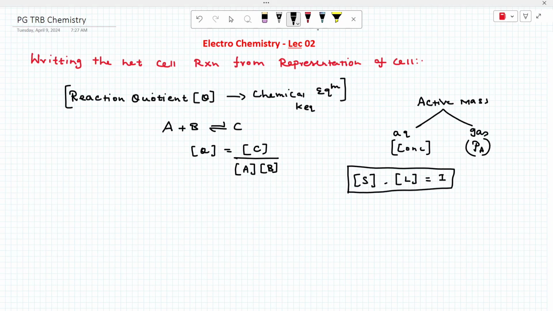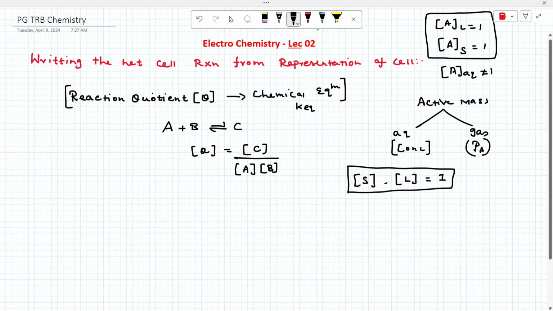For example, the concentration of A as a solid, what is the answer? 1. The concentration of A as aqueous is not equal to 1. Similarly, the concentration of A as a pure liquid equals 1. Listen, it is pure liquid, not an aqueous mixture with water, right? The active mass of pure liquid and pure solid is 1, but the active mass of an aqueous solution is not equal to 1. Very important. Whenever a reactant or product is in the gaseous state, we use the partial pressure while writing the reaction quotient. Okay, the simple one.